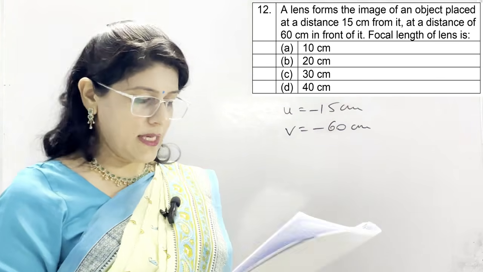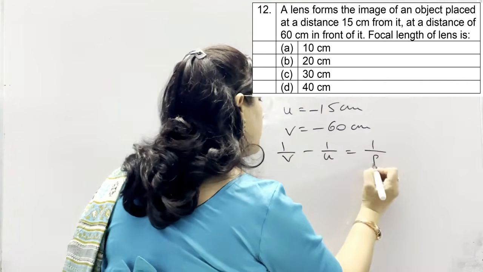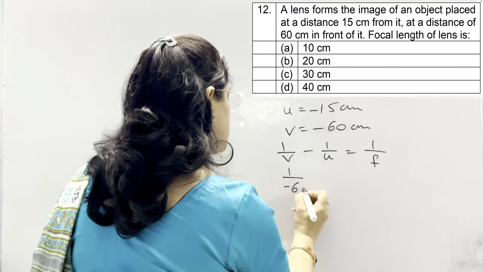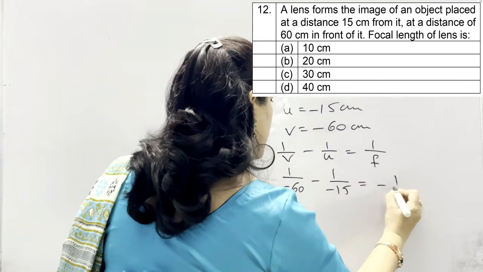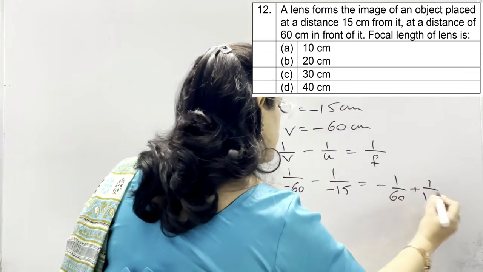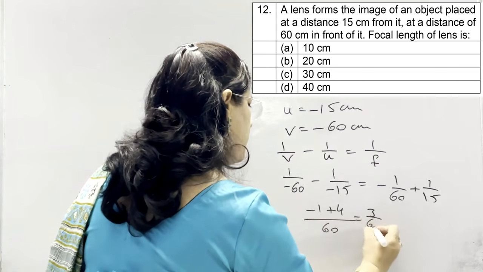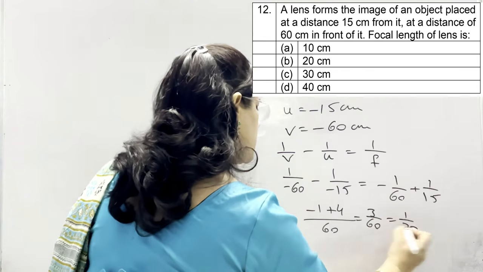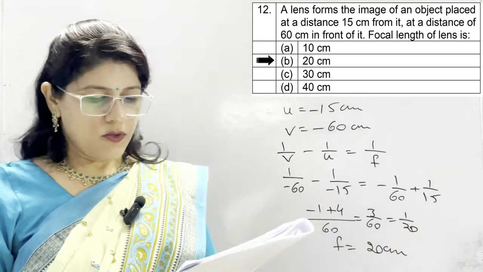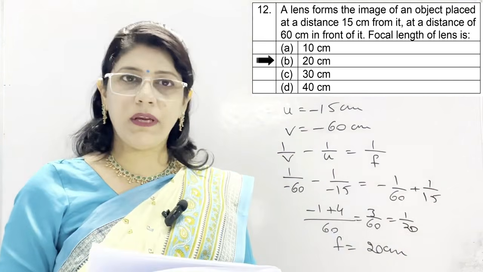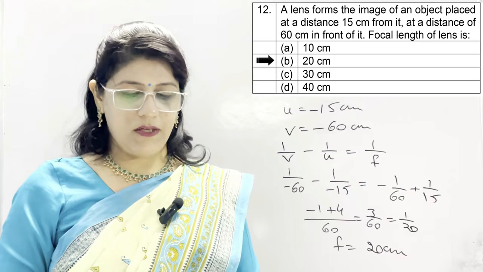Now the focal length of the lens is, we know the formula 1 by v minus 1 by u is equal to 1 by f. 1 by v is 1 by minus 60 minus 1 by u, which is minus 15, is equal to, it means, minus 1 by 60 plus 1 by 15. LCM is 60. Minus 1 plus 4 is 3 upon 60, which is 1 upon 20. So focal length is equal to 20 centimeter. The options given are A 10 centimeter, B 20 centimeter, C 30 and D 40, and the correct option is B, which is 20 centimeter.